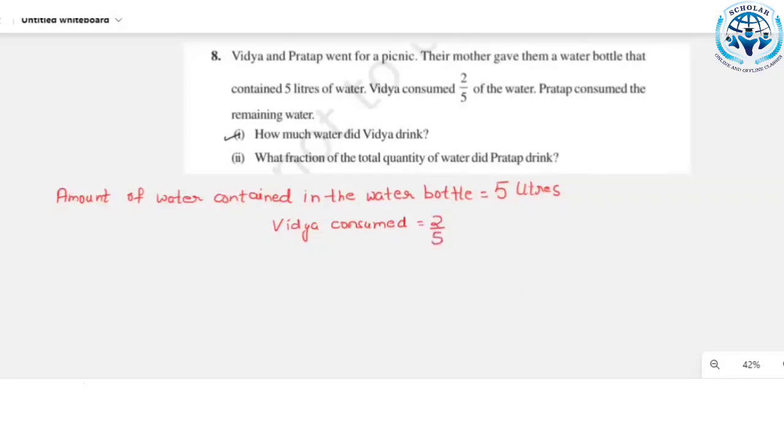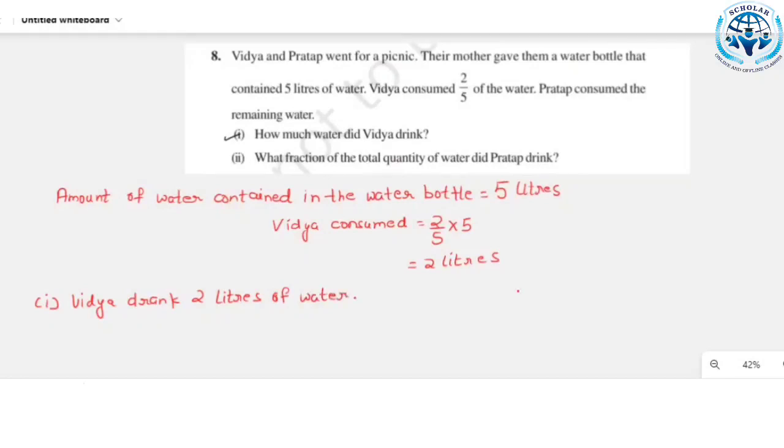So 2 by 5 into 5 is equal to 2 liters. That means Vidya consumed 2 liters of water. This is the amount of water consumed by Vidya. This is the answer to the first part.